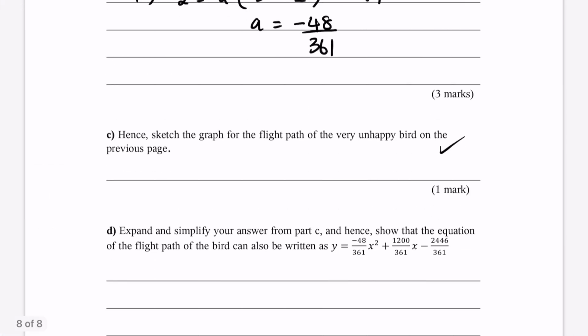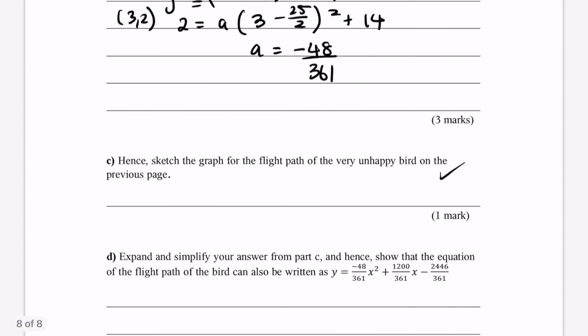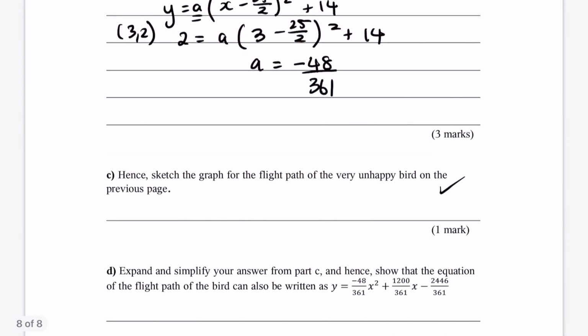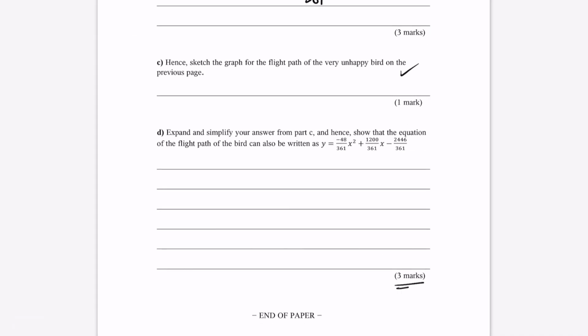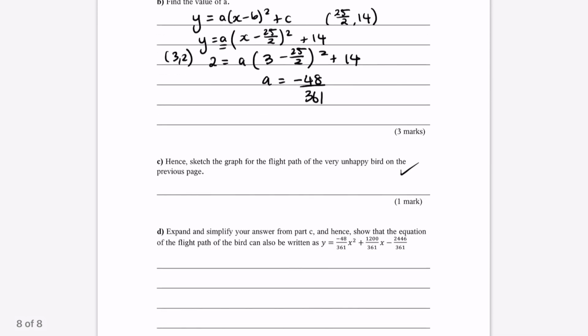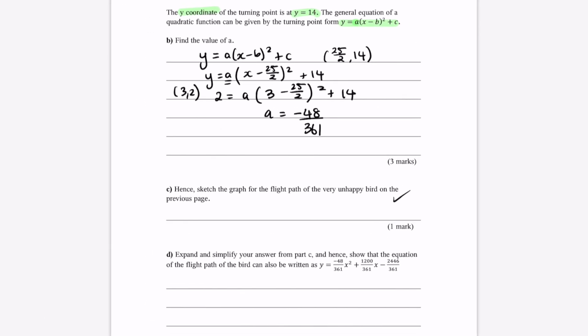And then expand and simplify your answer from part C and hence show that the equation of the flight path of the bird can be written like that, which is pretty disgusting. It is worth 3 marks, so that's telling me that I would have to do quite a bit by hand, but I'm going to definitely be using the calculator to help me make the calculation. So expand by hand. Here's 48 on 361, x minus 25 on 2 squared plus 14.